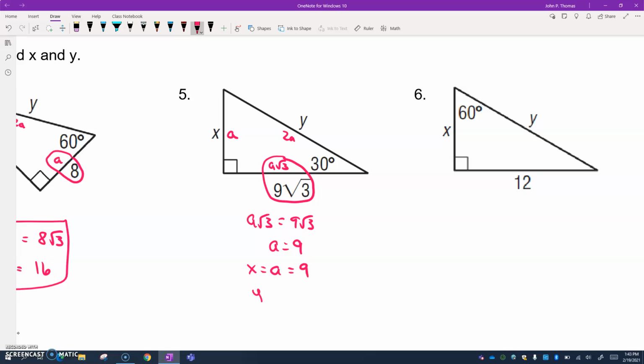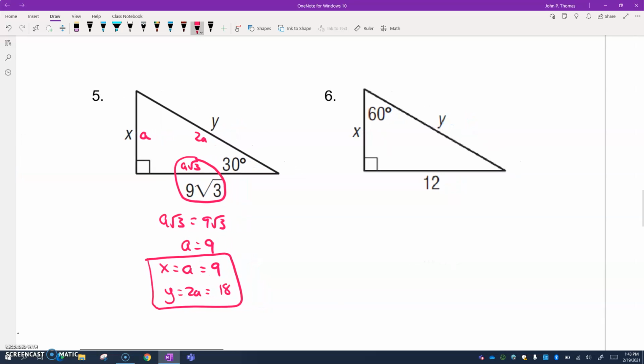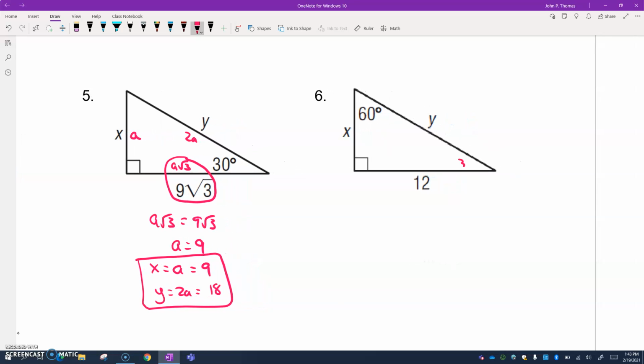And the Y value is 2A, which would be 18. So we get our 9 and our 18 for the two missing sides on this one. All right, if I go to the last one in this group, I've got a 60 there, so I know it's 30, 60, 90. So I'm going to label it A root 3, 2A.